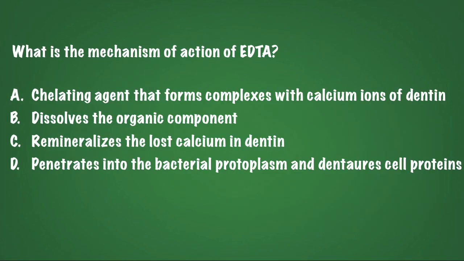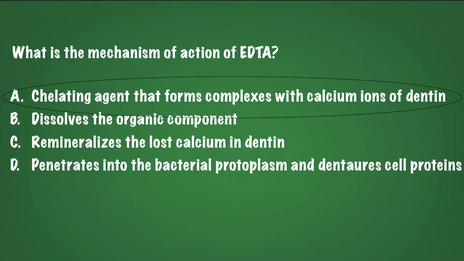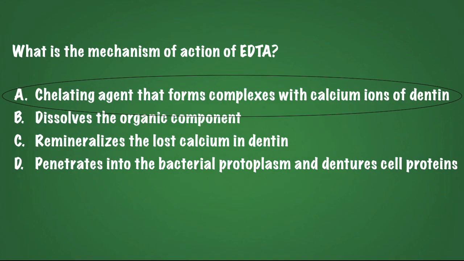What is the mechanism of action of EDTA? Is it a chelating agent that forms complexes with calcium ions of dentin, dissolves the organic component, remineralizes the lost calcium in dentin, penetrates into the bacterial protoplasm, and denatures cell proteins? The correct answer is A. EDTA functions by forming a calcium chelate solution with the calcium ions of the dentin. The dentin thereby becomes more friable and easier to instrument. This helps in achieving canal patency, enlargement, and smear layer removal.